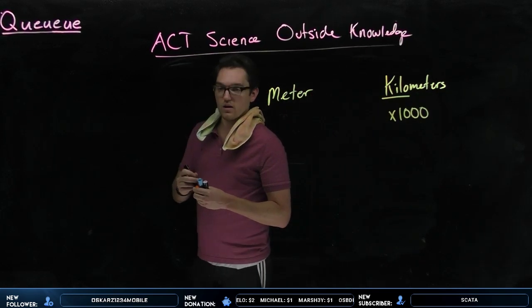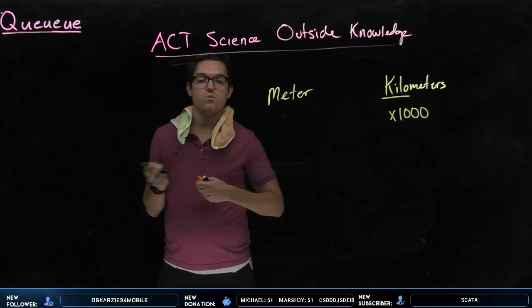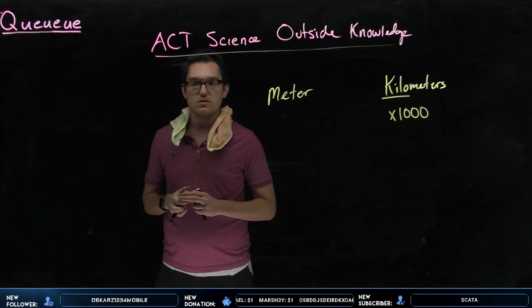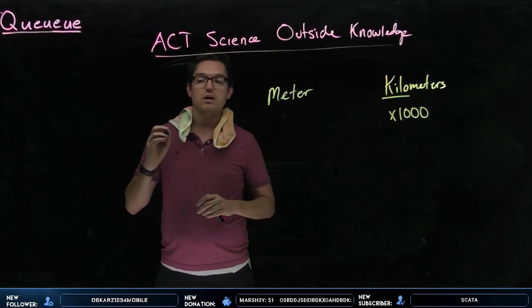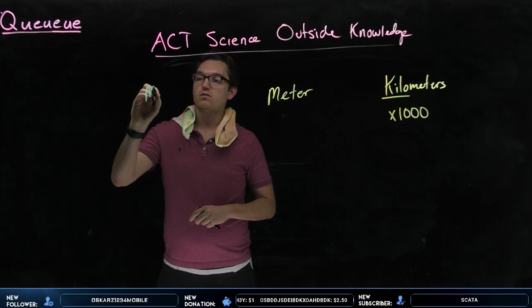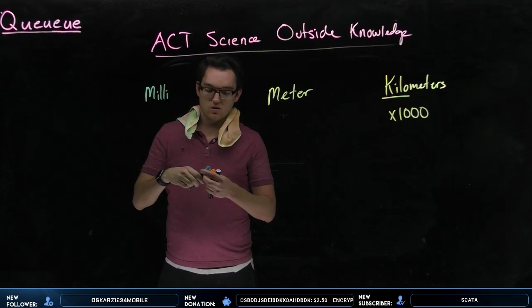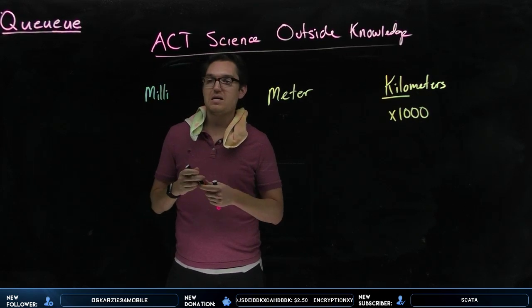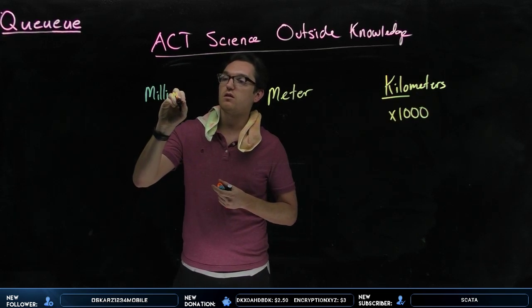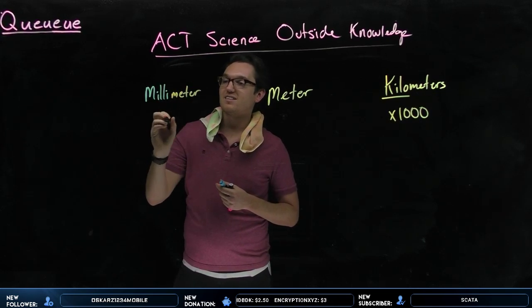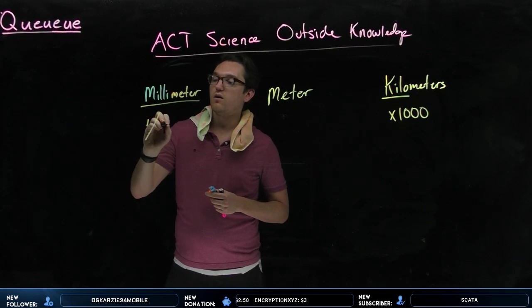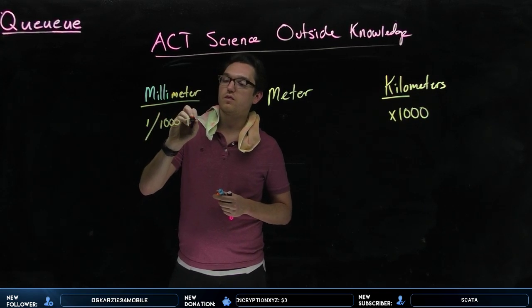And then on the other side of things, if you want to go down by 1,000 to 1,000th of a meter, you have a millimeter. So your metric prefix is milli, which means 1/1000th. Lots of small numbers.